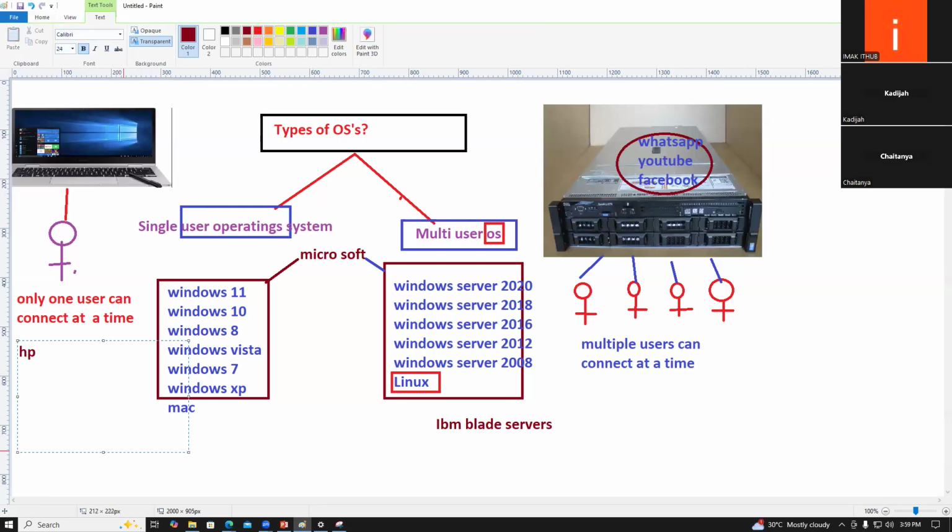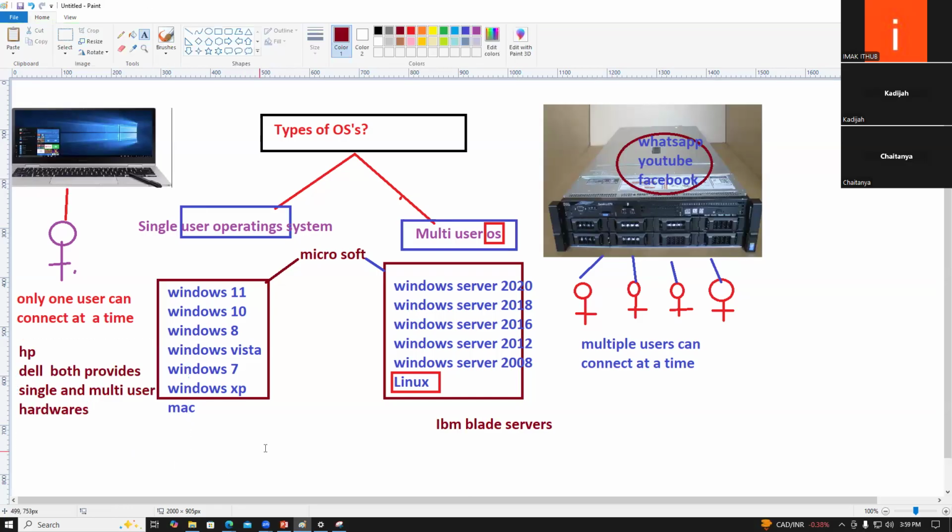HP and Dell both provide single user and multi-user hardware.